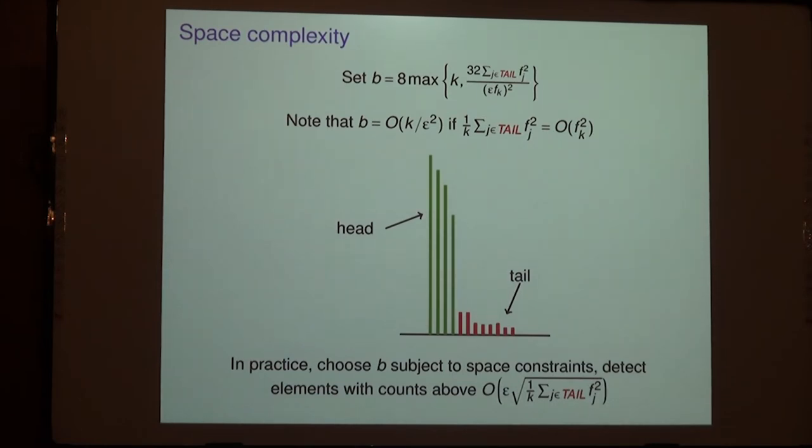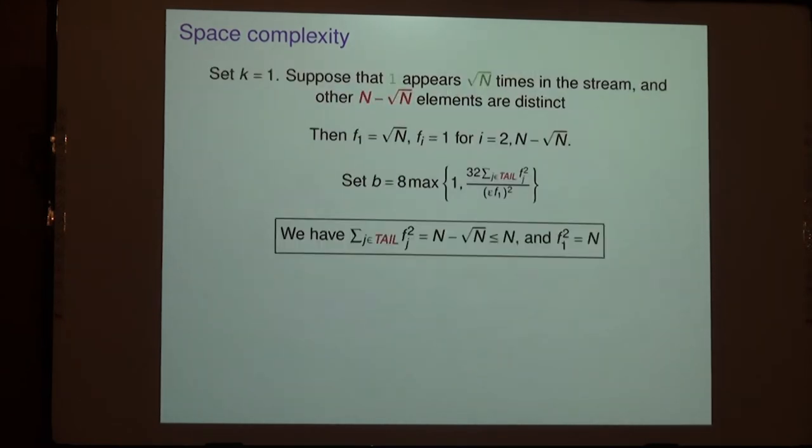This is the intuition. So in particular, as I showed before, the surprising part is that if we have this data stream where, let's say, k equals 1, so there's a single item that appears root n times, and everybody else appears once, then we can figure out the identity of this item in constant space. Which is surprising, because if you just keep sampling the stream, you will never see it unless you sample root n elements.